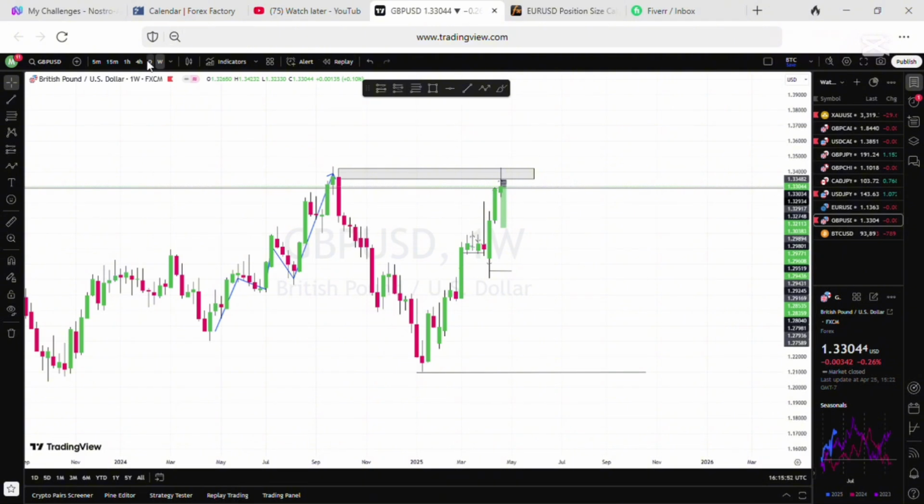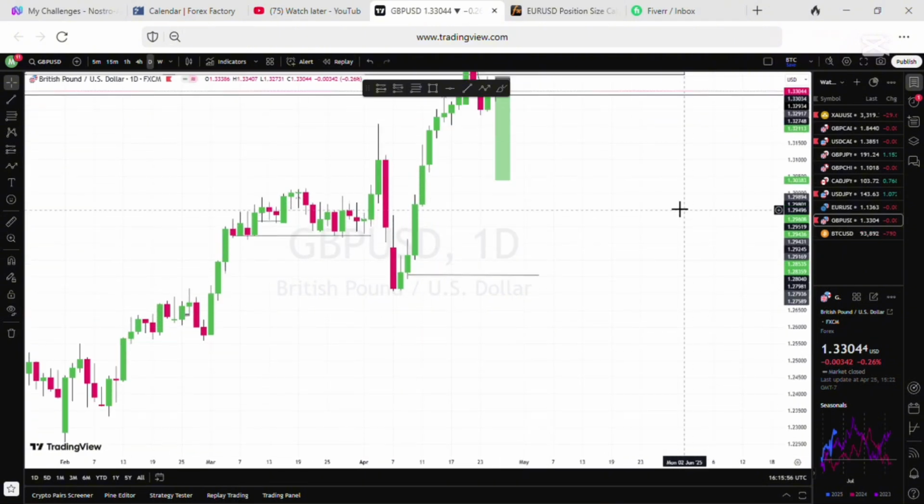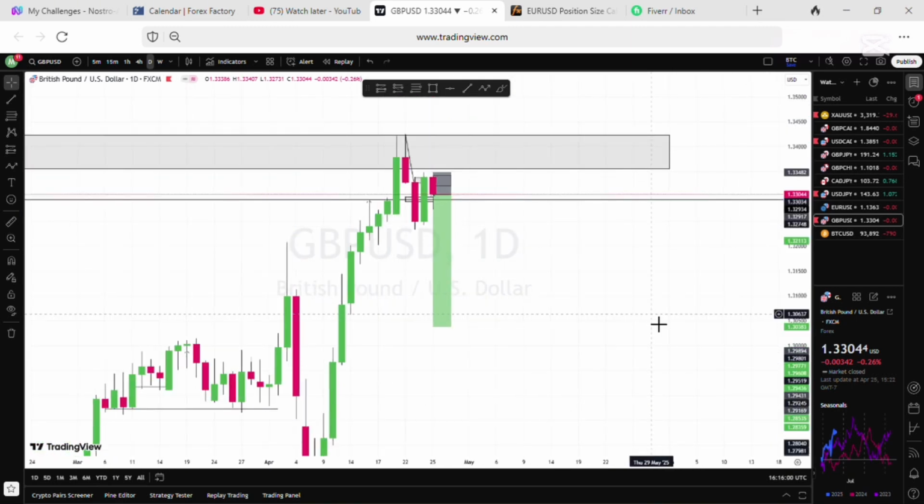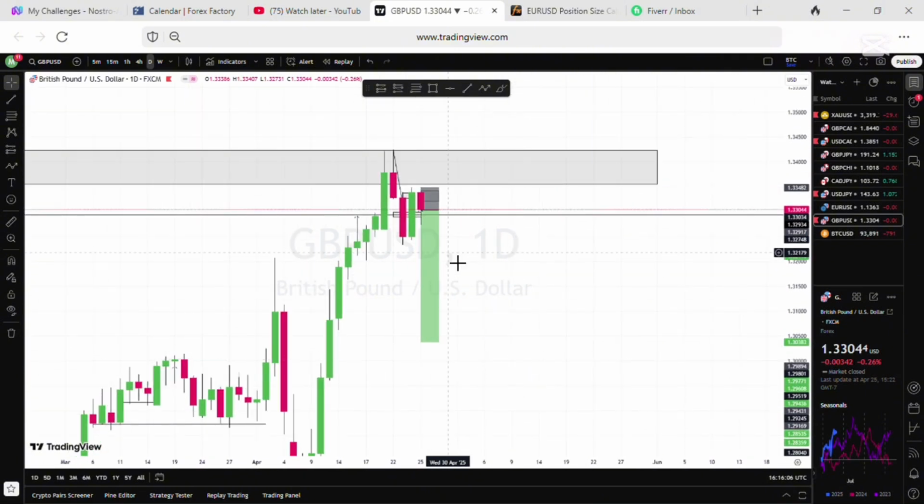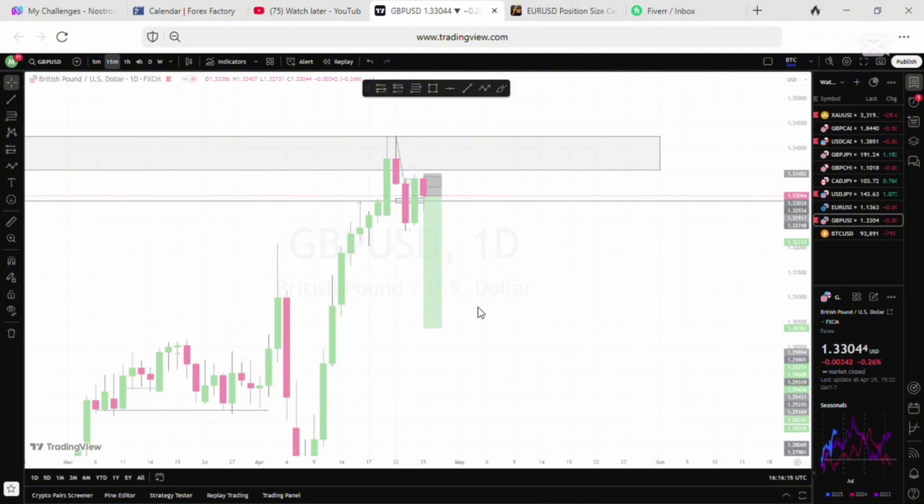So now let's go back to the daily time frame. On the daily time frame, last week I actually entered for a sell on this GBP USD, and it played out well, but I left on a break even. The market took me out on break even. Why? Let's head down to the 5-minute time frame.